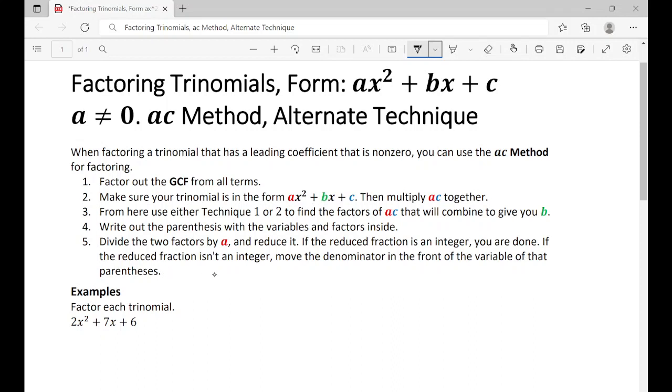If the reduced fraction is not an integer, if it's just a rational number, then you're going to need to move the denominator to the front of the variable in that parentheses. So that's a lot that's going on. Let's just see how it works.